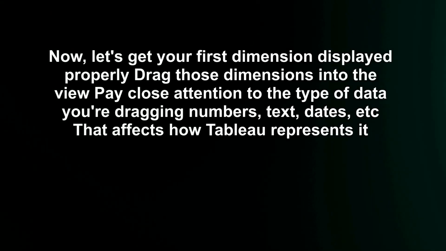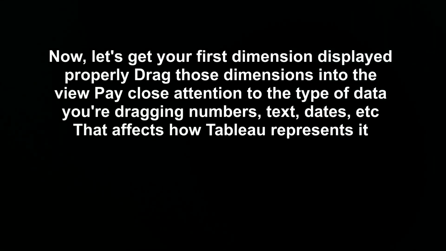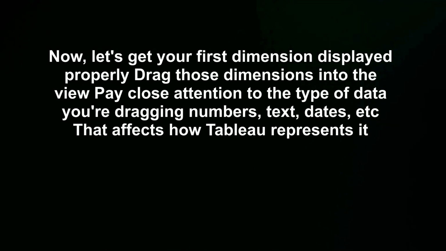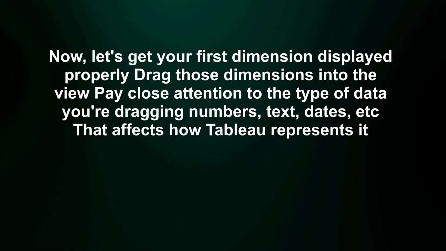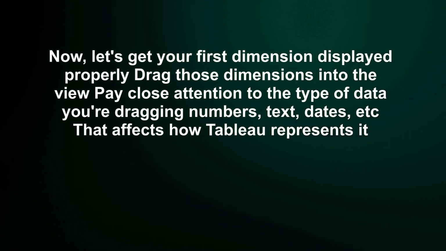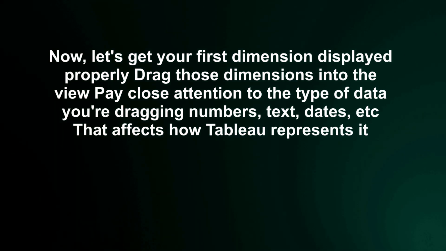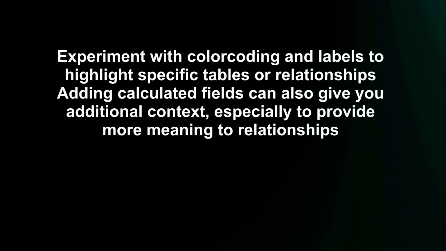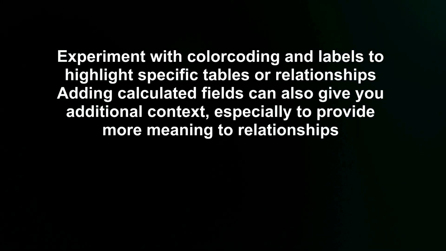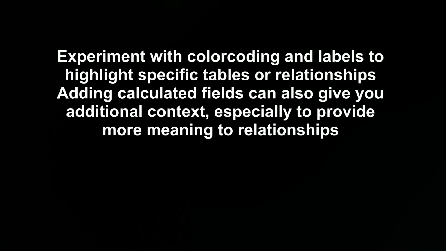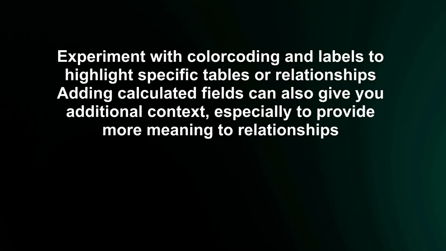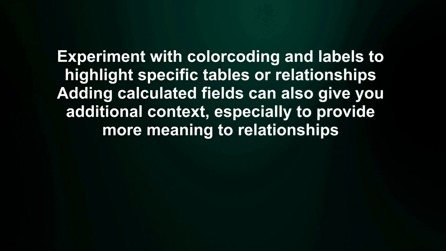Now, let's get your first dimension displayed properly. Drag those dimensions into the view. Pay close attention to the type of data you're dragging. Numbers, text, dates, etc. That affects how Tableau represents it. Experiment with color coding and labels to highlight specific tables or relationships. Adding calculated fields can also give you additional context, especially to provide more meaning to relationships.